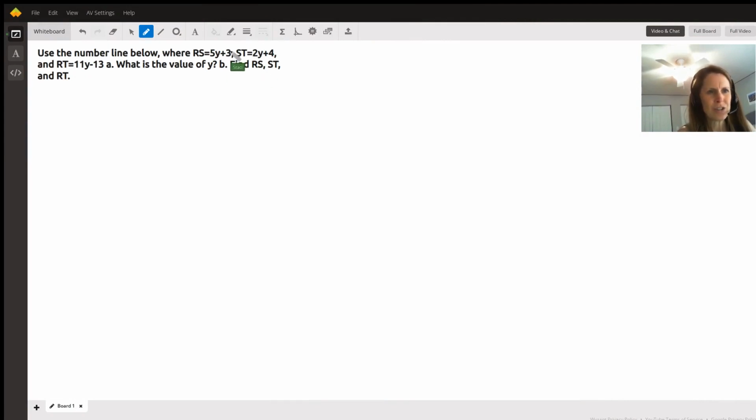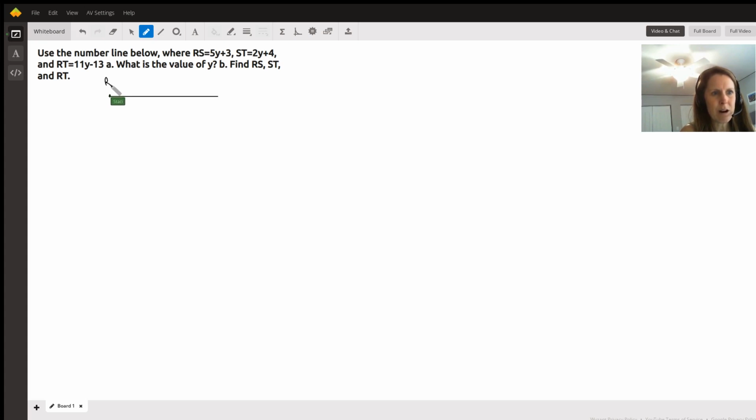Hi, all right, so we're going to work on this geometry problem. We don't have a picture to know exactly where R, S, and T are, so I'm going to draw a picture. And of course, if my image doesn't look like yours, then you know that we are solving different problems. So keep that in mind.